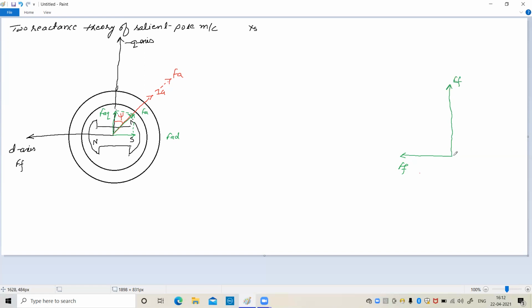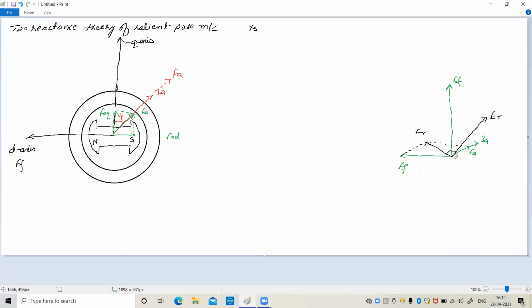Now let the current be lagging at some particular value IA. It has some armature reaction MMF FA, and the vector addition of these two MMFs, FA and FF, is nothing but FR. And this FR is going to produce some EMF which is lagging by 90 degrees with respect to the MMF. So here it is ER. In this way, there are some MMFs.